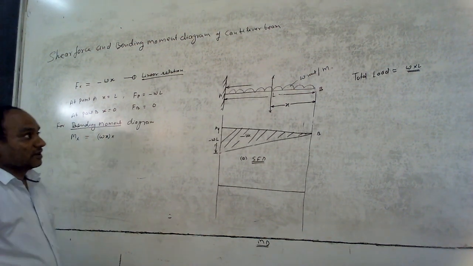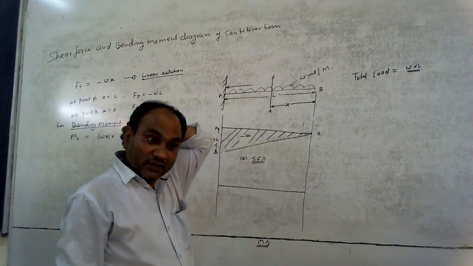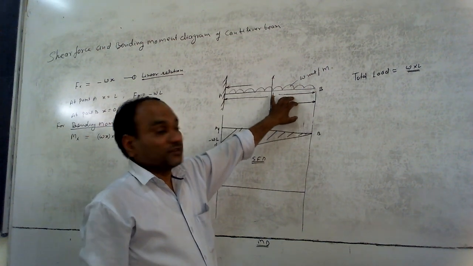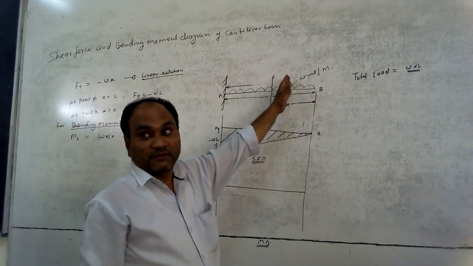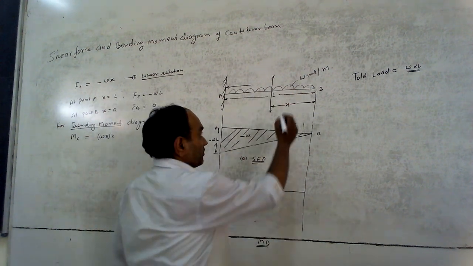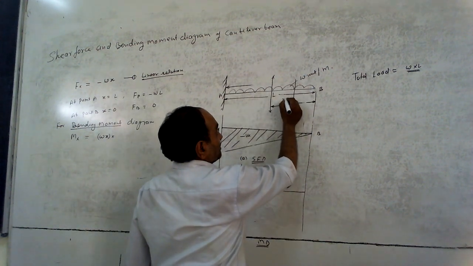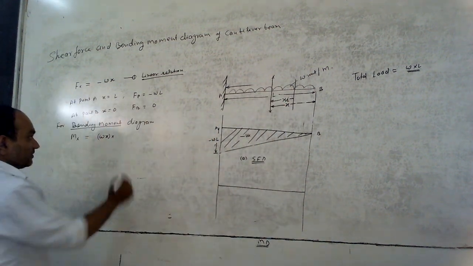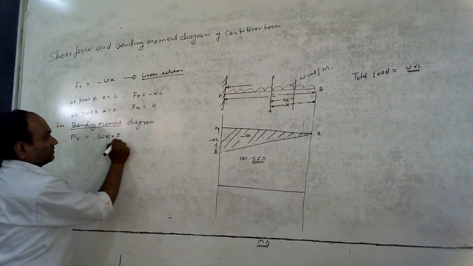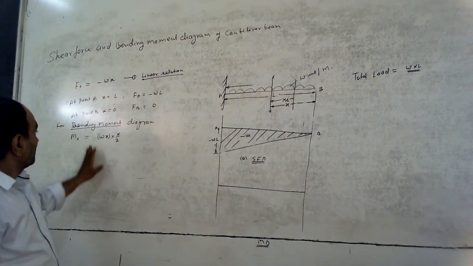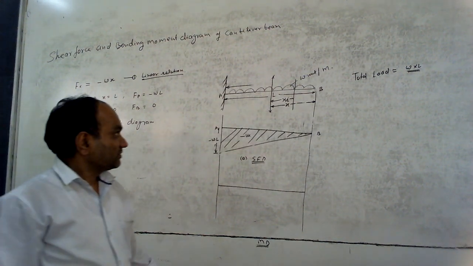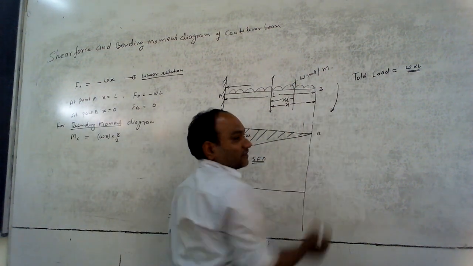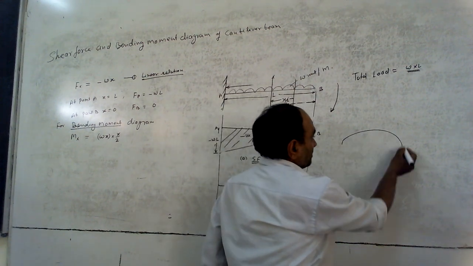Into what is the distance? Where is the CG of this load? The CG will be at the midpoint. Midpoint means that is at a distance x by 2. Just multiply x by 2. This will become wx square by 2. Whether it is negative or positive, it will be negative because its shape is hogging.